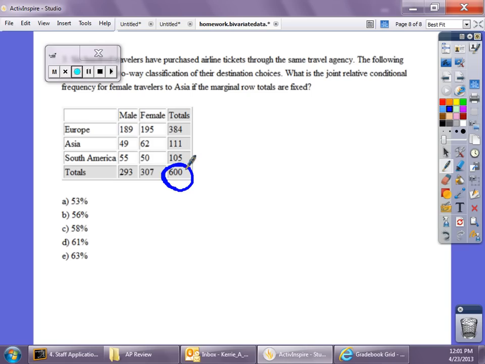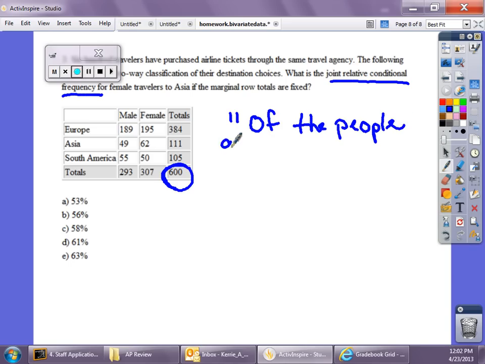They ask, what is the joint relative conditional frequency? So joint relative conditional frequency tells me that I'm only looking at a subgroup of that population. So I know right off the bat my denominator will not be 600. They ask for the female travelers to Asia. Female travelers to Asia. So of the people going to Asia, how many of them are female? You have to translate to figure out your denominator. Once you've done that, the problem is very easy.